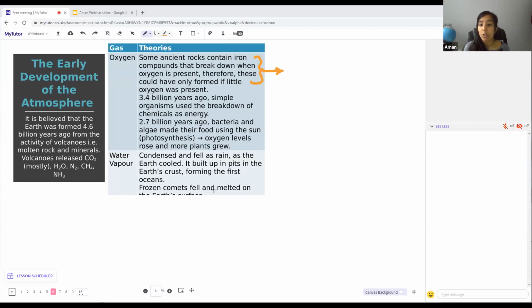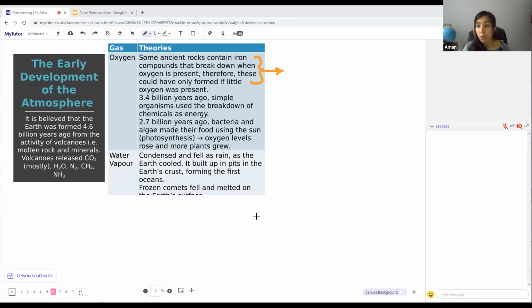But eventually the volcanoes stopped erupting and the earth cooled down. And when it cooled down, that allowed the water vapor to condense and become a liquid. And what happened was all that water vapor in the air that then condensed fell as rain. It fell as rain and it went into the pits in the Earth's crust.